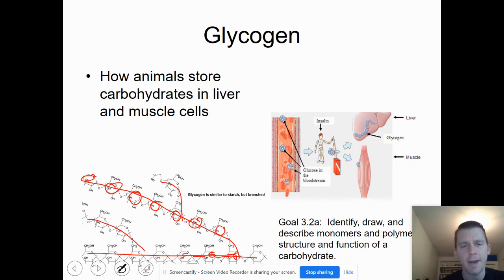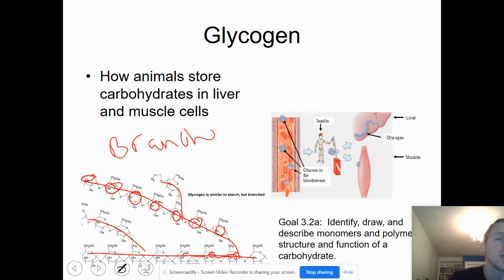That actually makes it faster to break down. We can break down glycogen faster than starch. So it's useful in an emergency. So for example, if you were starving and you needed energy right away, your body might start breaking down some glycogen pretty quickly. So stored in the liver and muscle cells, broken down very fast because of its branched shape. You might even want to write that down, branched shape.